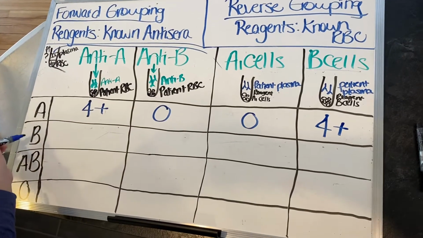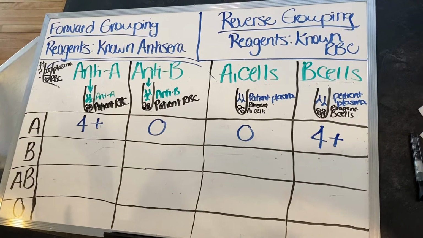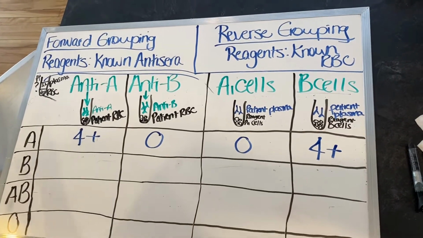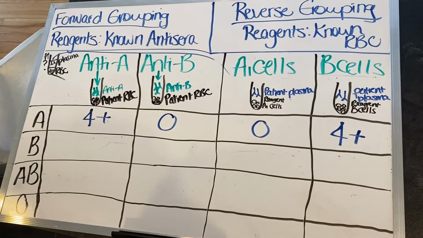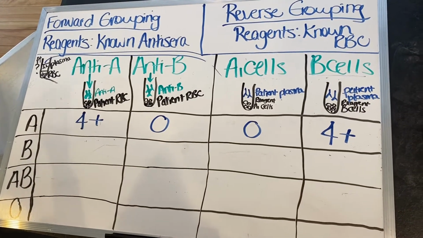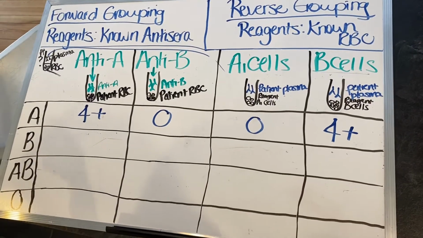Now, if you do group B, you could probably just pause the video right now and try to do it yourself. If you want to, just pause this video, try to fill out group B, AB, and group O on your own and see how you make out. Then start the video again and see if what I write in matches what you did.